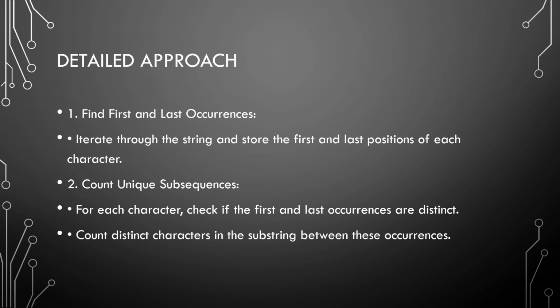Let's break it down further. We begin by iterating through the string and storing the first and last positions of each character. This will help us track the boundaries of potential subsequences. For each character in the string, we check if its first and last occurrences are distinct. If they are, we count the distinct characters between these positions. These characters will form unique palindromic subsequences.